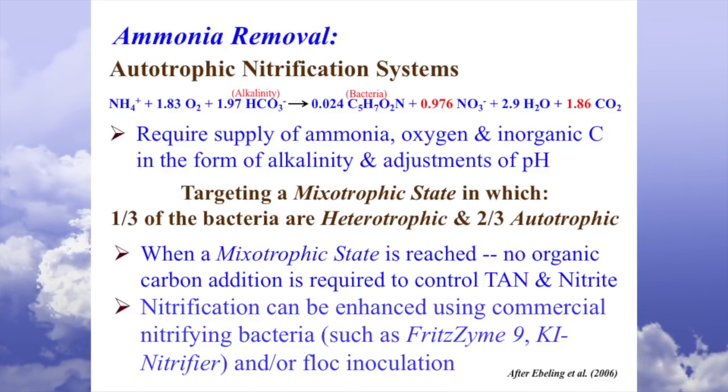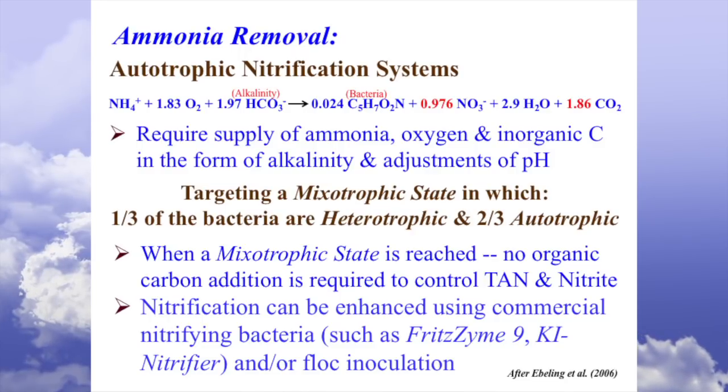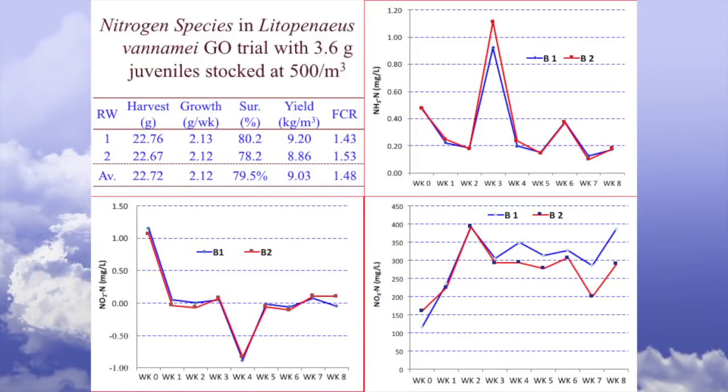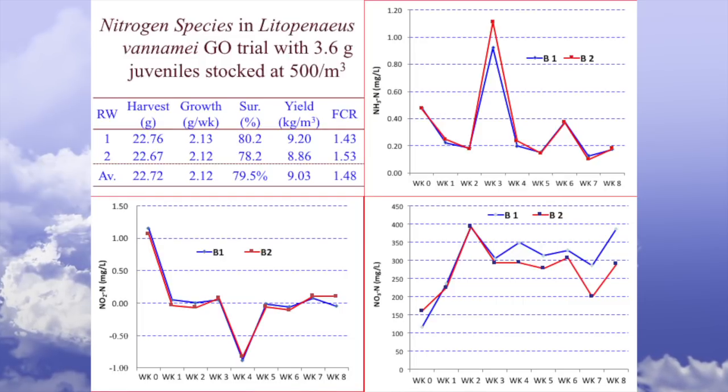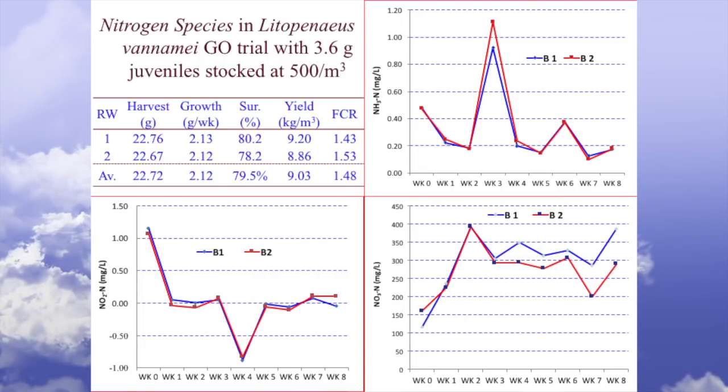When the mixotrophic system is reached, basically this system is very, very stable. We have demonstrated that basically we can get very high biomass under this condition. You can enhance the nitrification by using a bacterial supplement, and basically Fritz-Zyme or others are available on the market, and you can use them to expedite the establishment of nitrification or nitrifying bacteria.